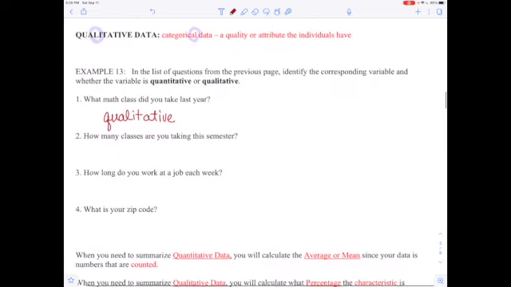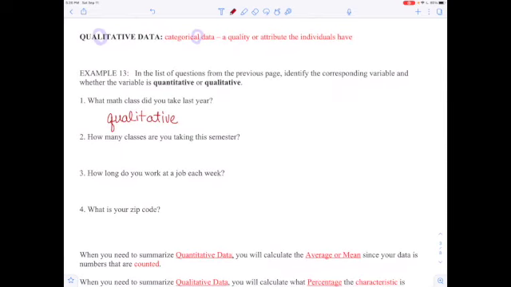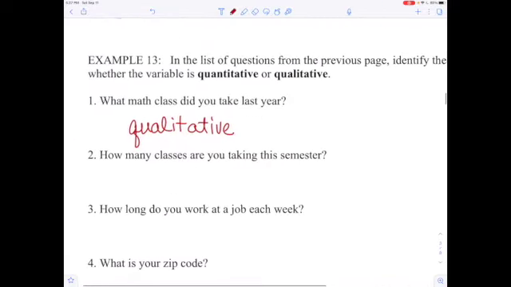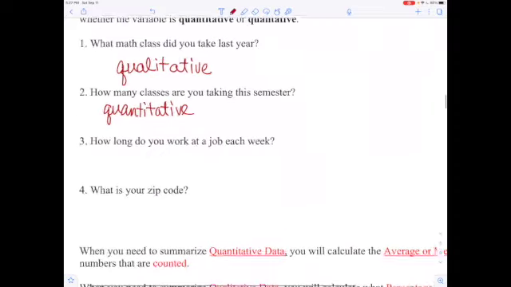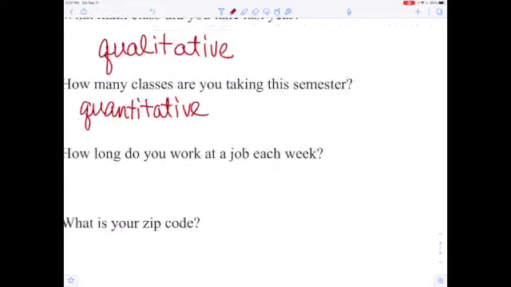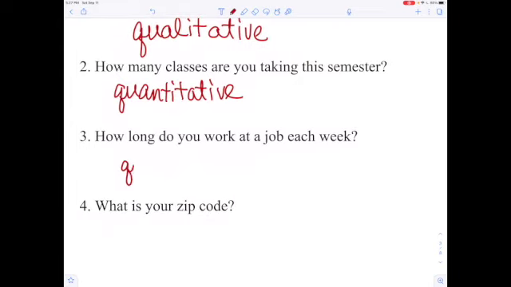And the next one, how many classes are you taking this semester? That's numbers 1, 2, 3, 4, 5, 6, 7, 8, 9, 10. So in this case, because it's numbers and we can count it, it's going to be quantitative. The next question says, how long do you work at a job each week? That's also quantitative because it's hours. You can add them. You worked 2 hours, you did 2 hours and 30 minutes. And you can measure it. You can count it. So that is still going to be quantitative.